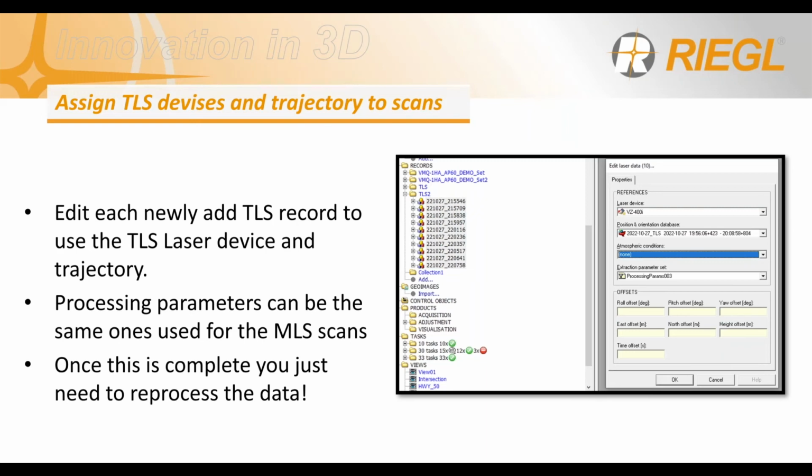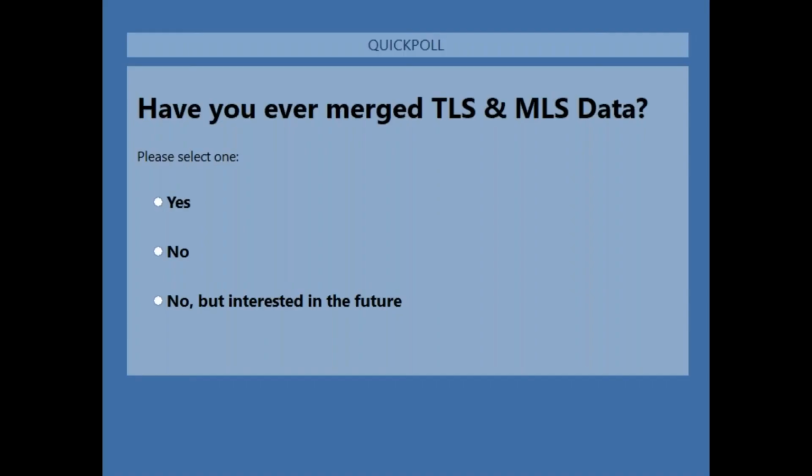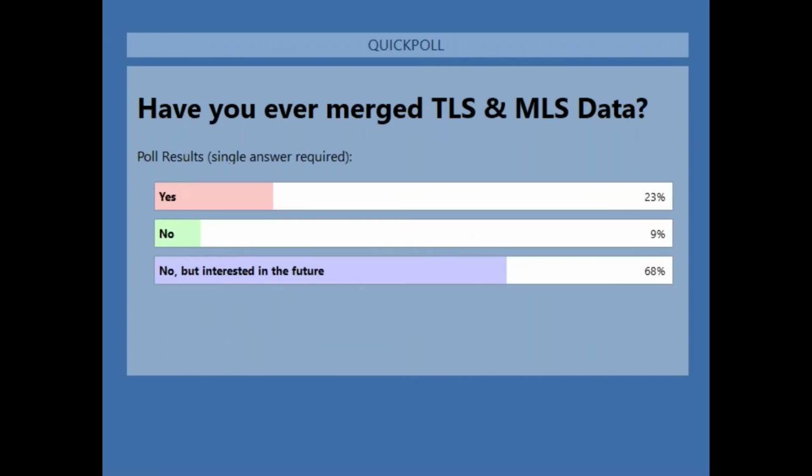Before I get into the data, we're going to run another quick poll, as you should see on screen now, asking if anyone here has any experience merging TLS and MLS data before. We actually have had some people, so I'm glad to see that. I hope your workflow was easy as well. And a lot of you are interested in the future, so that's good to hear, because like I said, it can be a huge benefit to your workflow, just having that safety net of having an idea of how to actually do it.